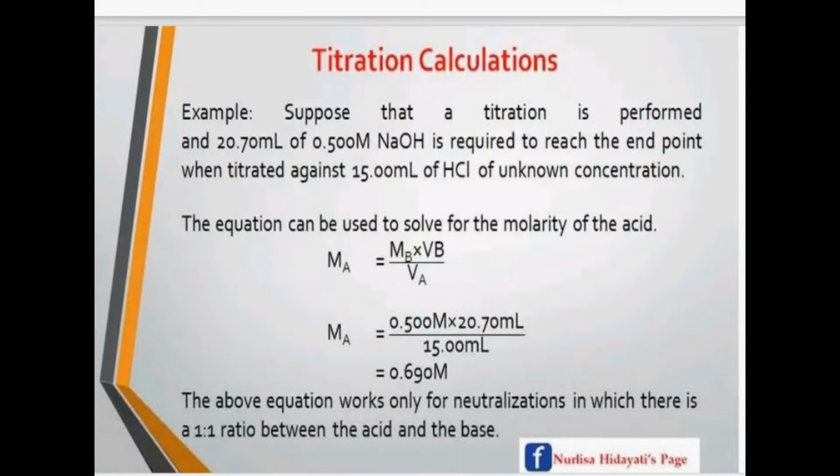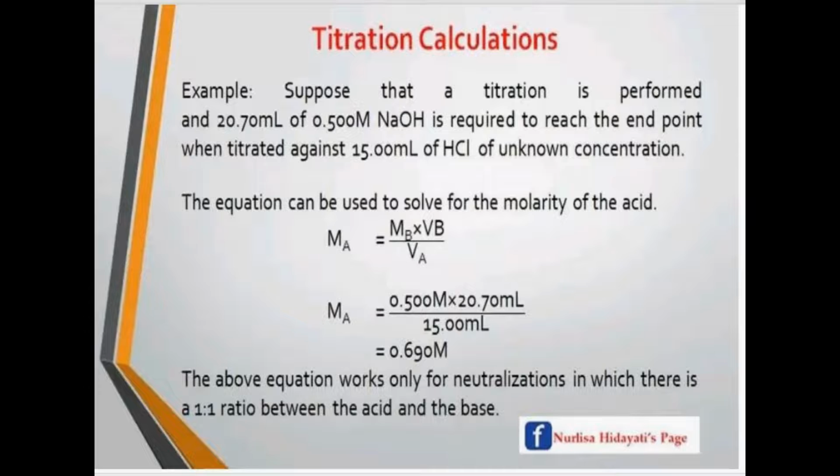So let's look at a simple calculation here and see how best we can apply the knowledge of titration to calculate the volume or the concentration of an acid. Let's suppose that a titration is performed and 20.7 ml of 0.5 molar sodium hydroxide is required to reach the endpoint when titrated against 15 ml of HCl. So here, this 20.7 ml is the titer value, or the volume of the known, the volume of the stock or the volume of the standard solution.